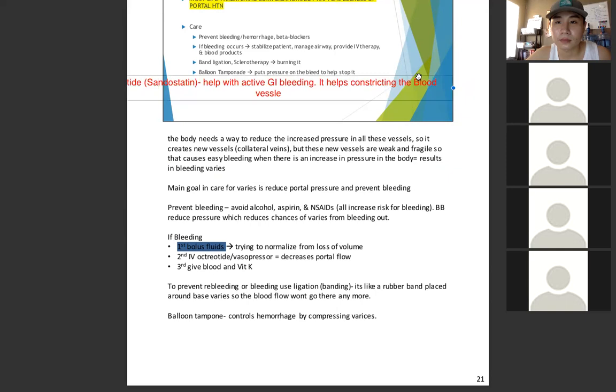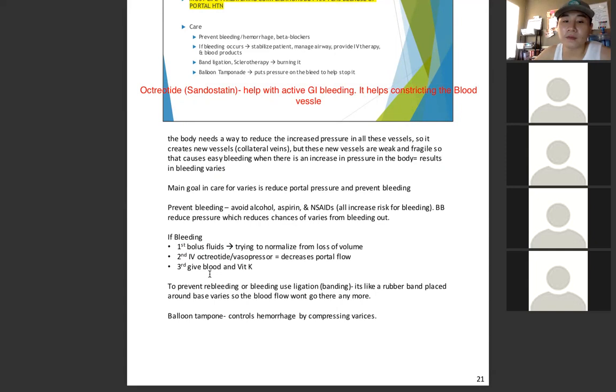And third, we give them blood and vitamin K to help with the clotting. To prevent re-bleeding, we use band ligation. It's like a rubber band placed around the base of the varices, so blood flow won't go there anymore. Balloon tamponade controls the hemorrhage by compressing the varices.